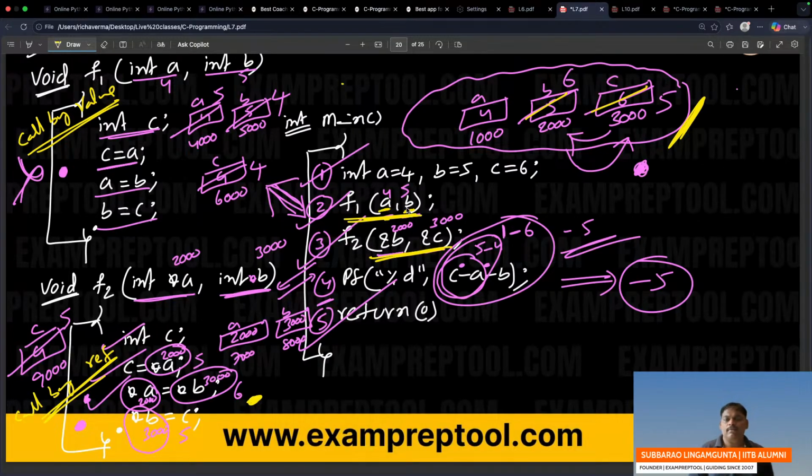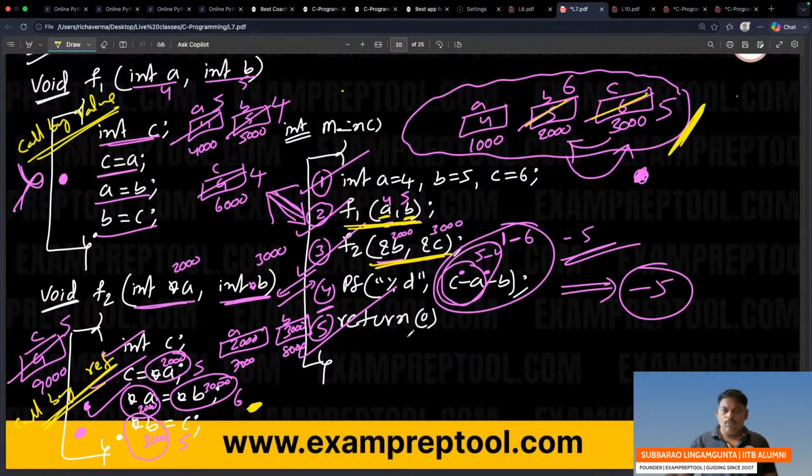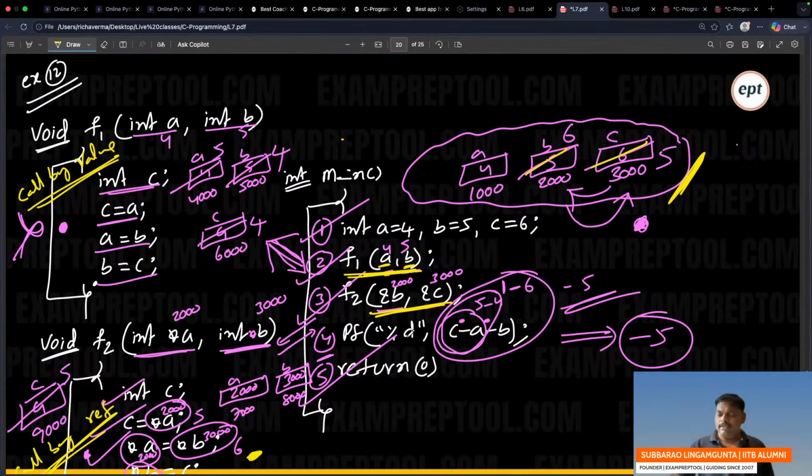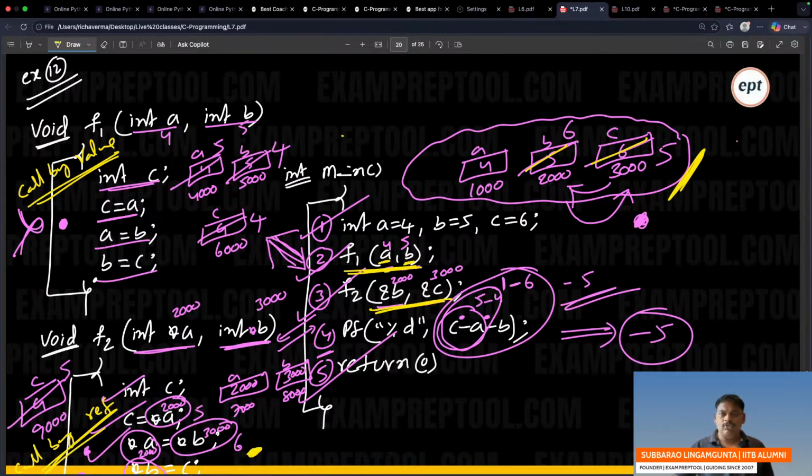Can we move further? In call by value, values are going. In call by reference, addresses are going. Using those addresses, the originals can be affected. Okay? Answer is minus 5. Is it okay?